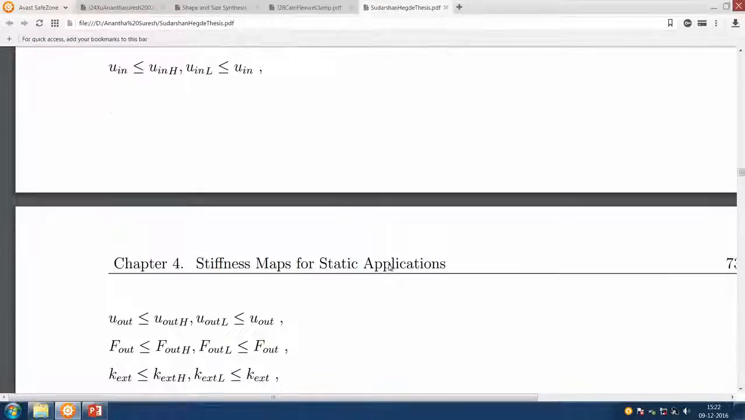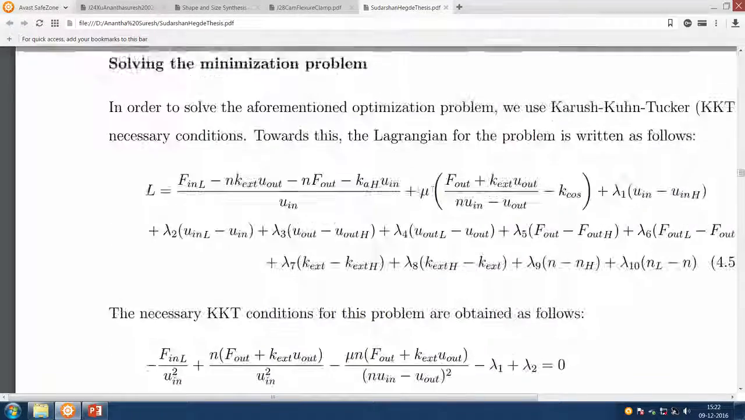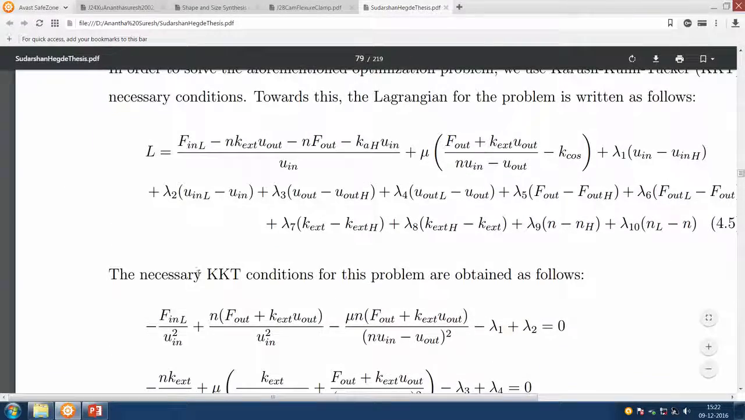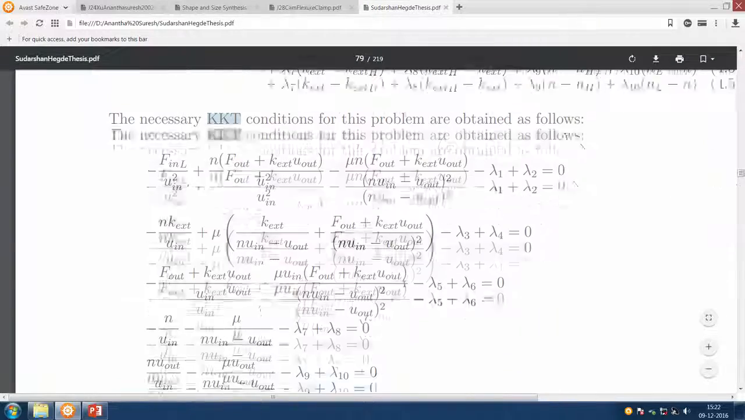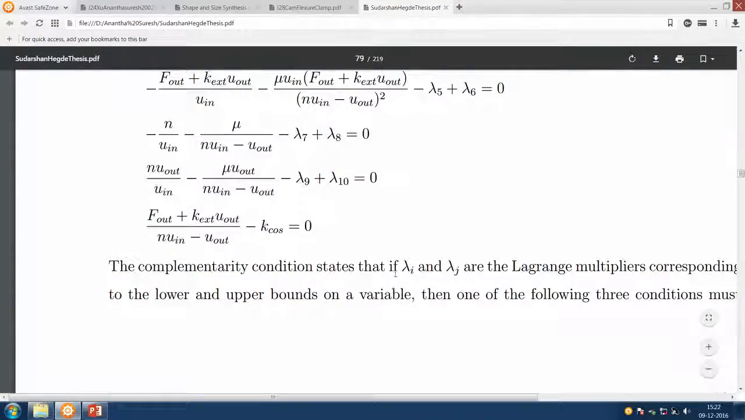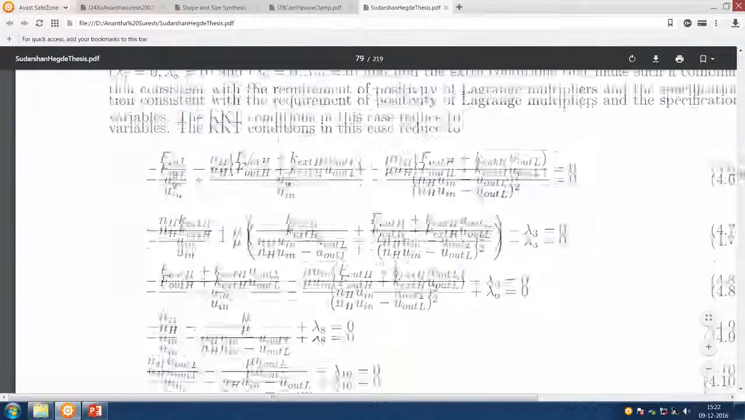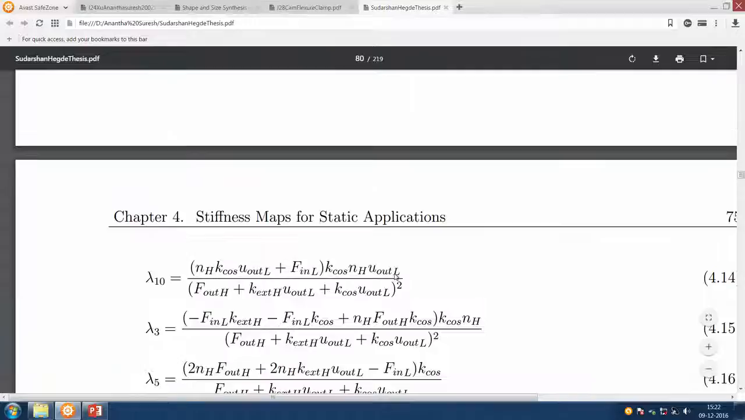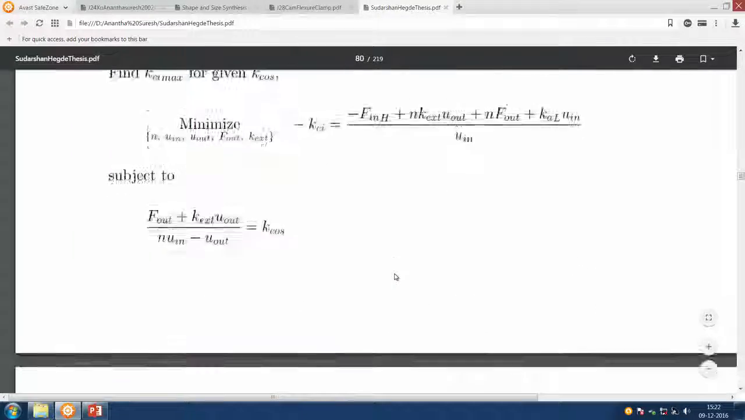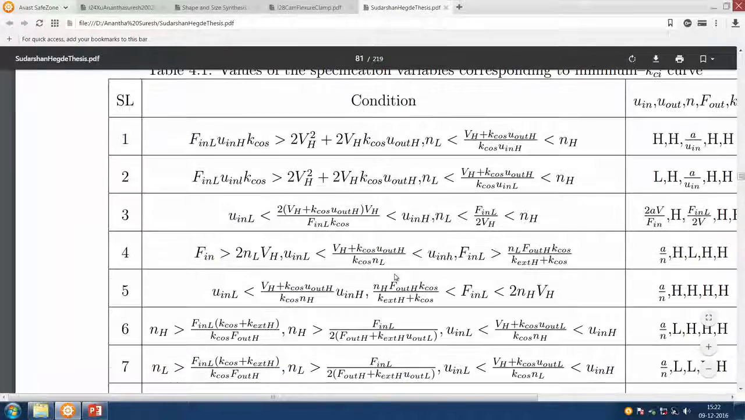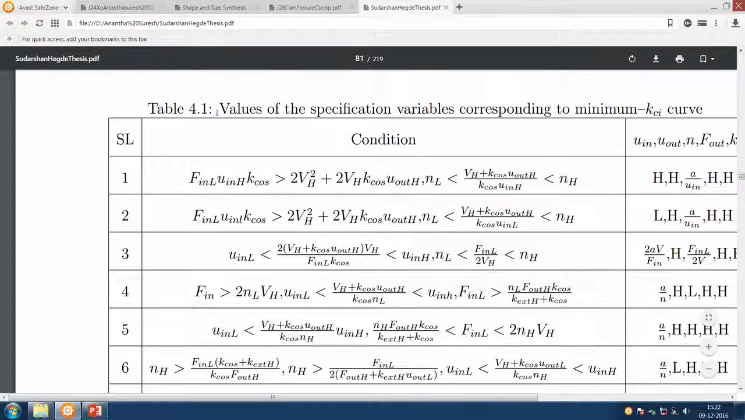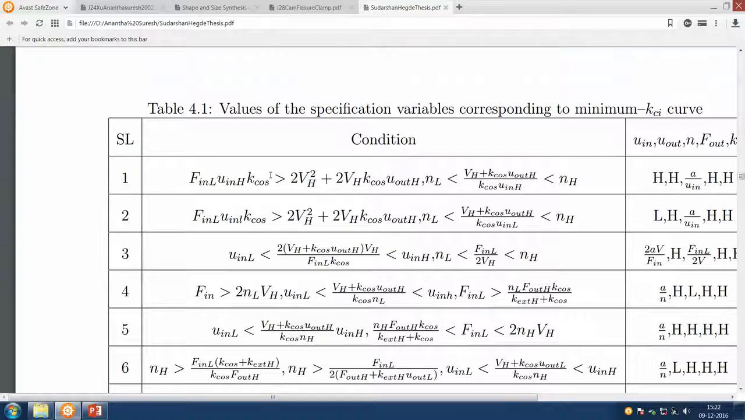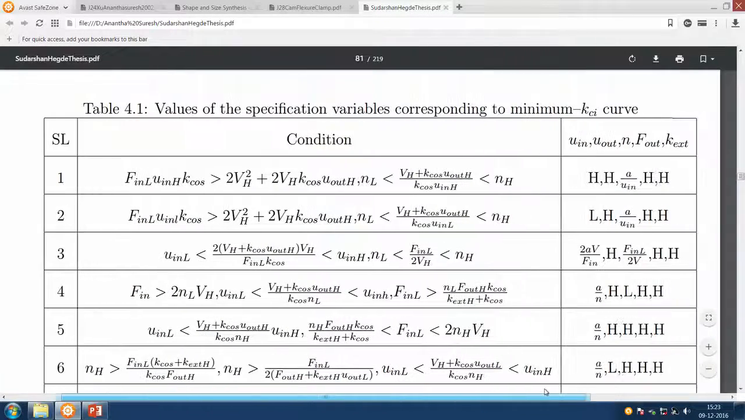You can assume KCI and get KCO, and write the Lagrangian the usual way, write the Karush-Kuhn-Tucker or KKT conditions and solve this problem analytically. When you solve it analytically, you can actually find a number of conditions under which there will be a particular solution. So, they are all conditions. When you analyze the KKT conditions, there are some intermediate variables that are defined, like VH and so forth. When these conditions are satisfied, you have a particular solution that is possible.